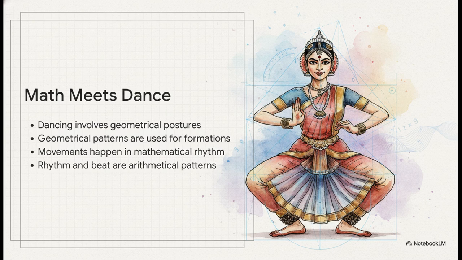It sounds crazy, but mathematics and dance complement each other perfectly. Dancing fundamentally involves geometrical postures. When a choreographer maps out formations on a stage, they are actively using geometrical patterns. And the movements themselves? They happen in a strict mathematical rhythm. The beat that we blindly tap our feet to is, at its core, just a brilliant arithmetical pattern.